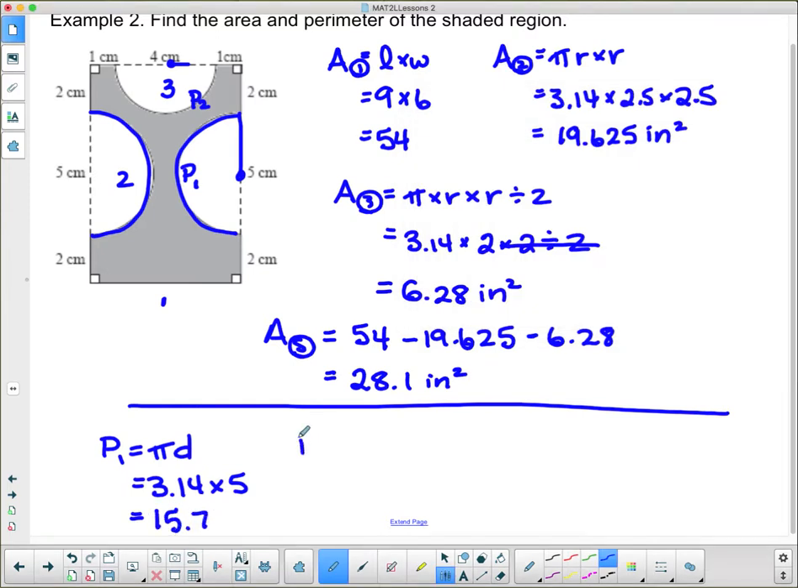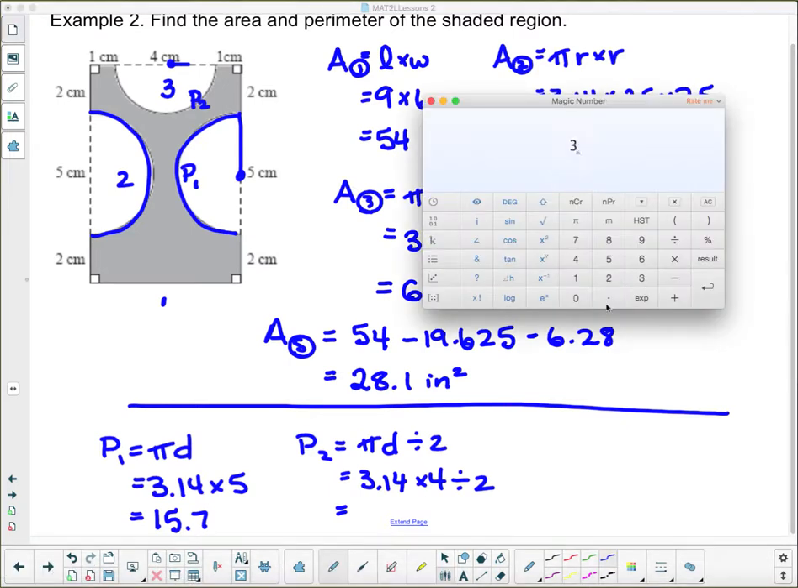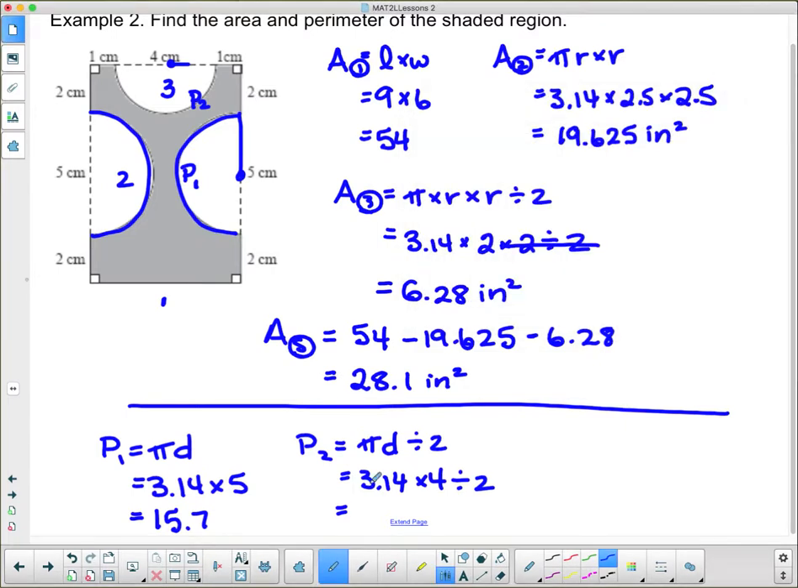15.7. Now, P2 is only half a circle, so I have to do pi times diameter and then divide that by 2, which is 3.14. The diameter of this circle is 4 times 4, but then we have to divide it by 2. So let's plug that into our calculator, and we get 3.14 times 4 divided by 2, and that's going to give us 6.28. So 6.28.